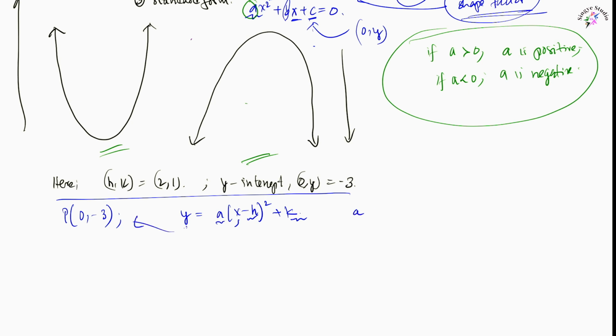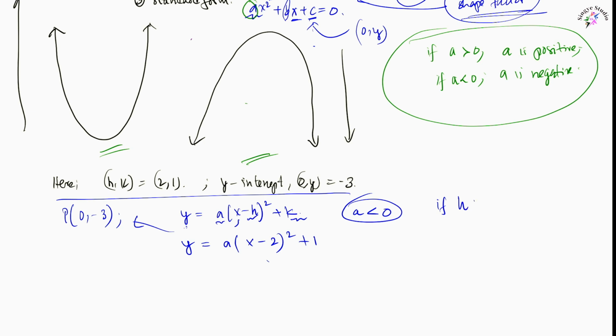And the value of a should be less than 0, or negative. Therefore, we can write y equals a(x minus 2) whole squared plus 1. Okay, and for this, let me tell you something.